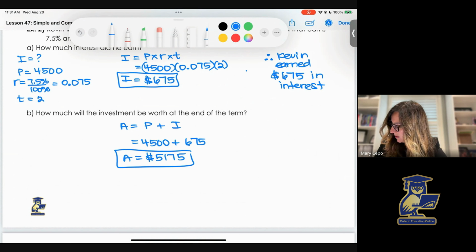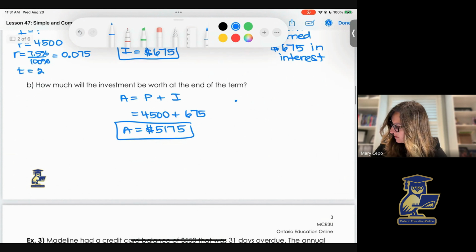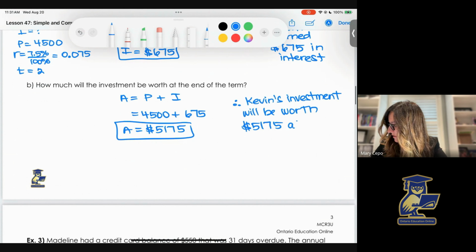So how much will the investment be worth? Therefore, Kevin's investment will be worth $5,175 at the end of the term.